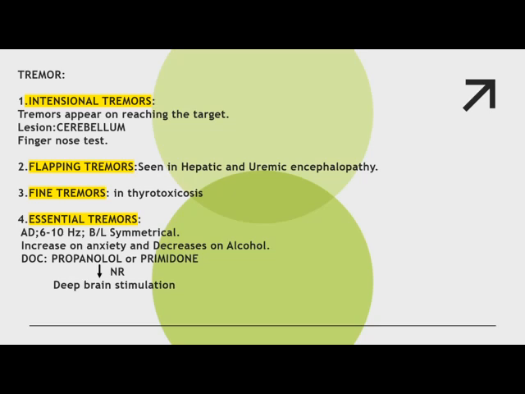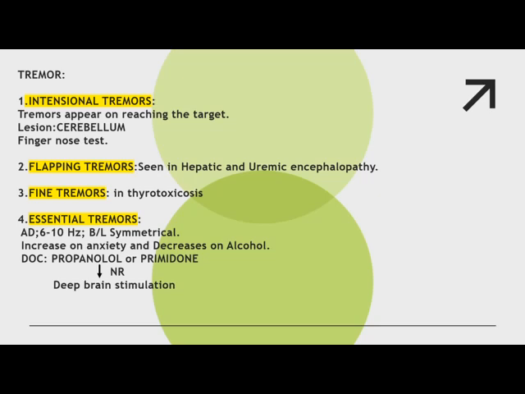Flapping tremors are seen in hepatic and uremic encephalopathy. Fine tremors are seen in thyrotoxicosis, and essential tremors, which are an autosomal dominant condition. The tremors are of 6 to 10 Hz, and are bilaterally symmetrical. Essential tremors increase on anxiety and decrease on alcohol intake.